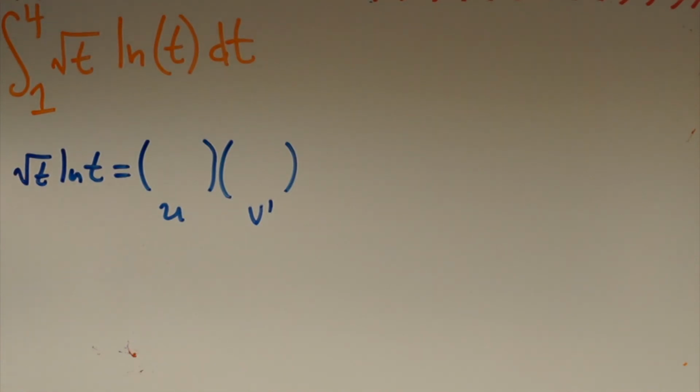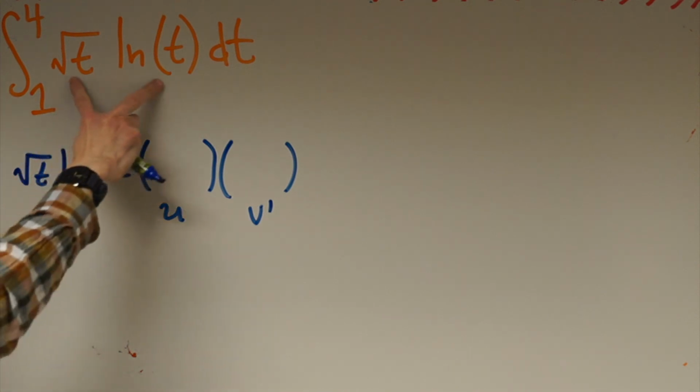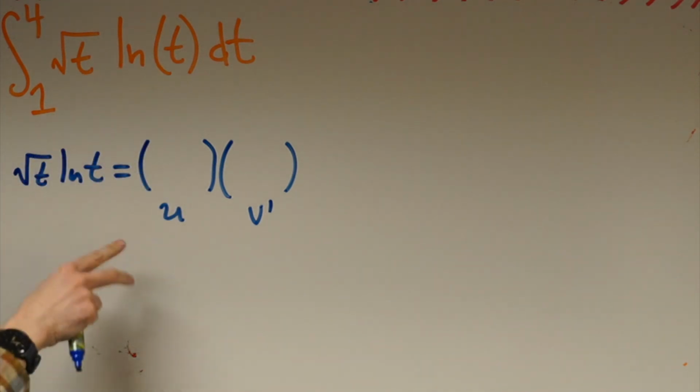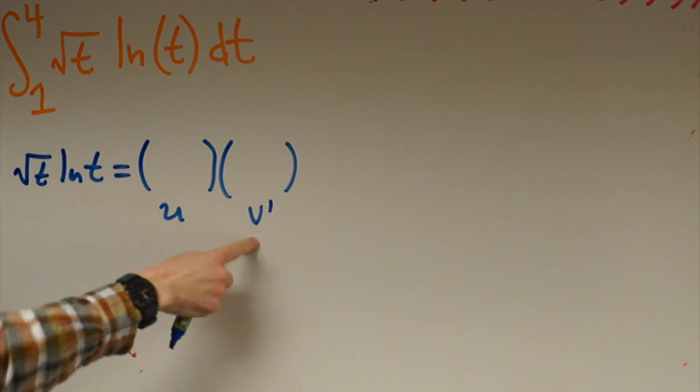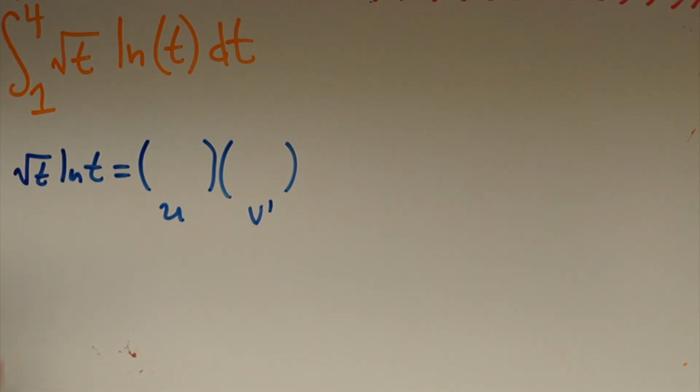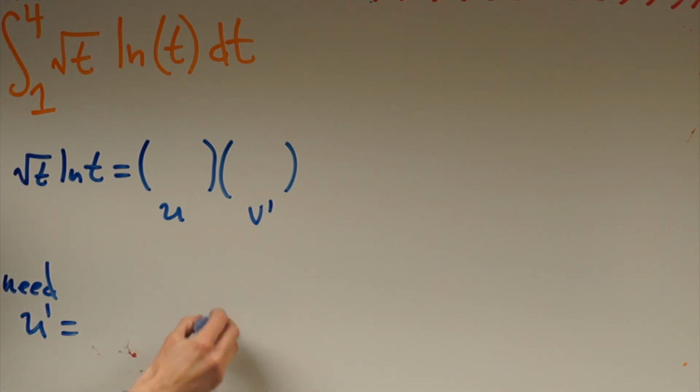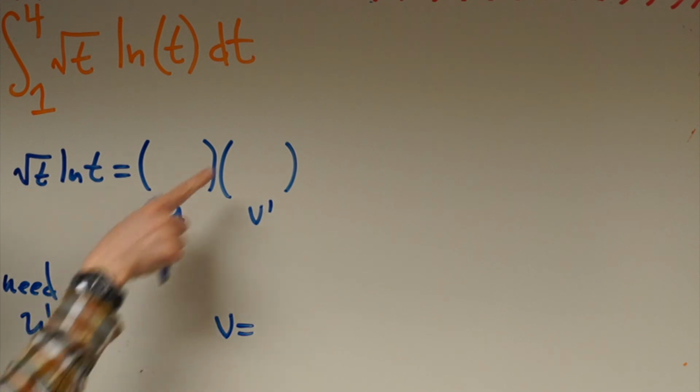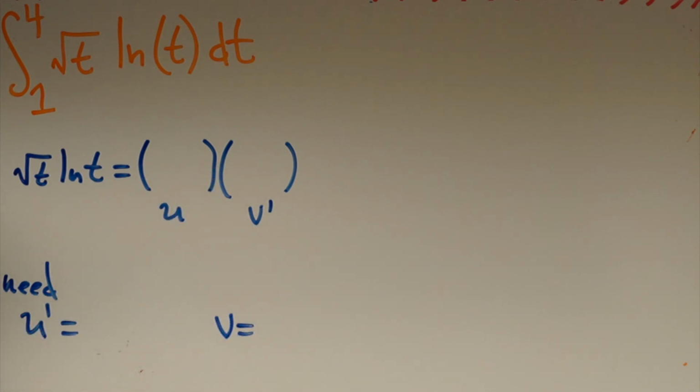Alright, so now we're ready to go. Let's see what we can do. So the first step, we've got an integrand here that we have to split up into two factors, one of which we'll call u and the other we will call v prime. And we will need, later, u prime, and we'll need v. So whatever we stick in here, we're going to end up differentiating. Whatever we stick in here, we will end up anti-differentiating. So we have to choose carefully.